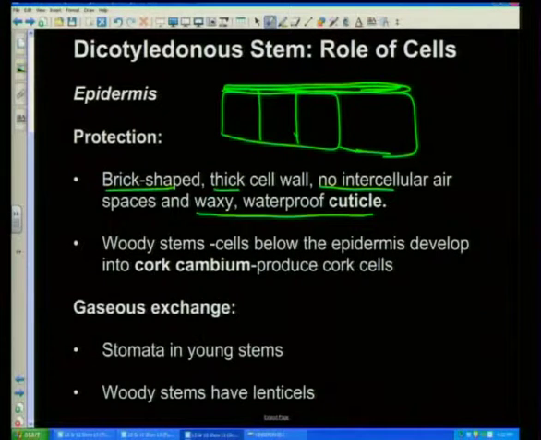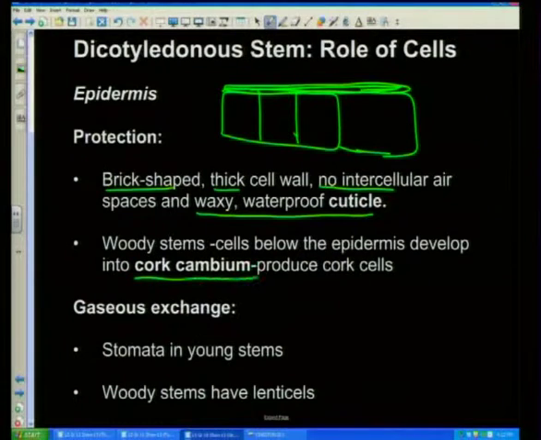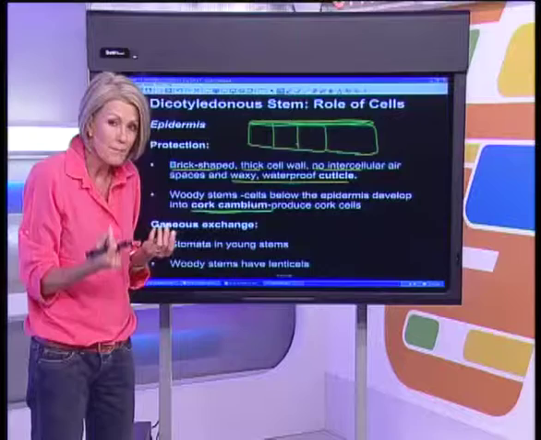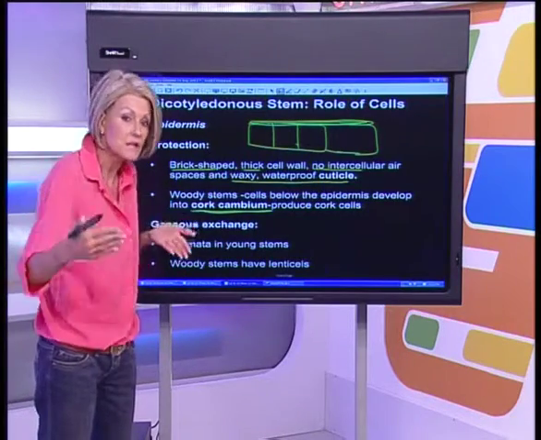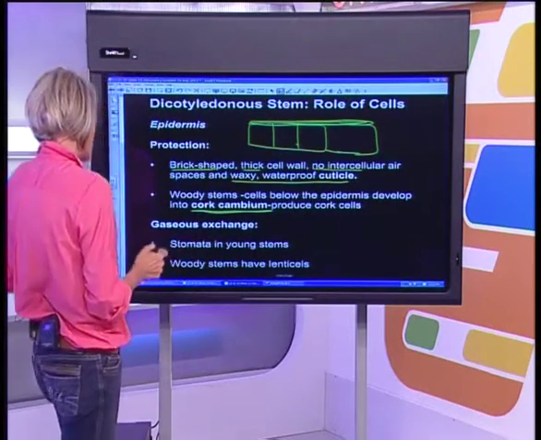All right, then the woody stems, the cells below the epidermis, form cork cambium. Now remember, cambium tissue is meristematic. It makes new cells. So that's where your cork cells will be made.